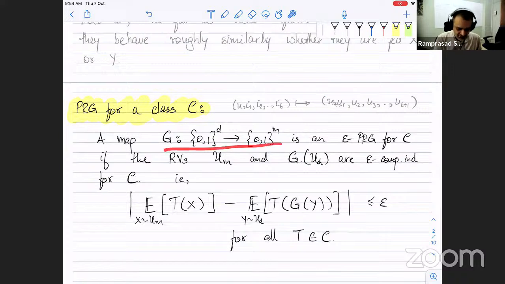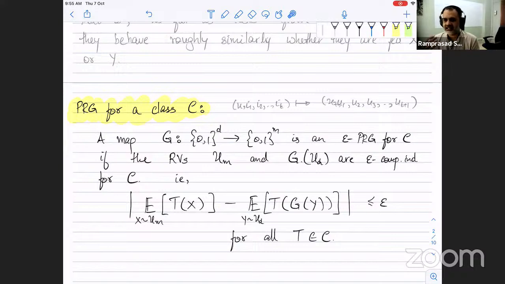So this is sort of the map that we have in mind. That's what I'm going to call G. Okay, so a map G is said to be an epsilon pseudorandom generator if the output of G on the uniform distribution is computationally indistinguishable from the uniform distribution. Okay, that's all we are saying.